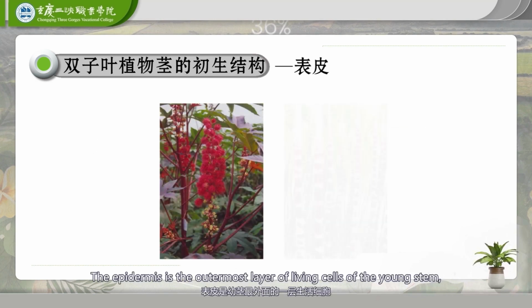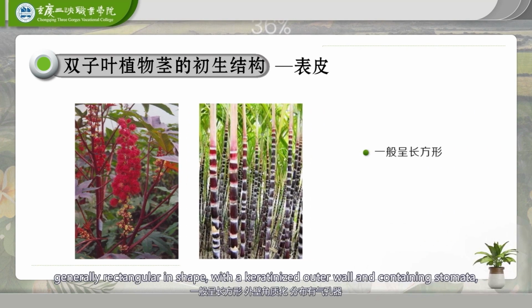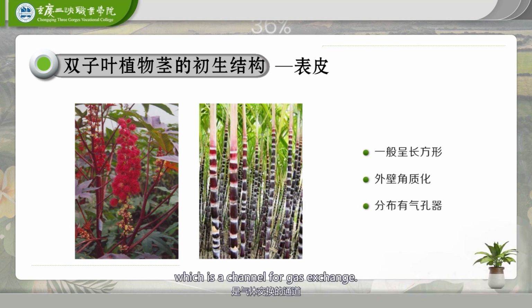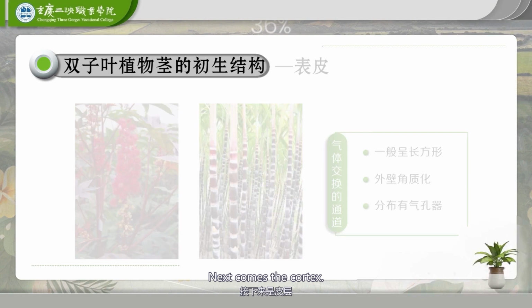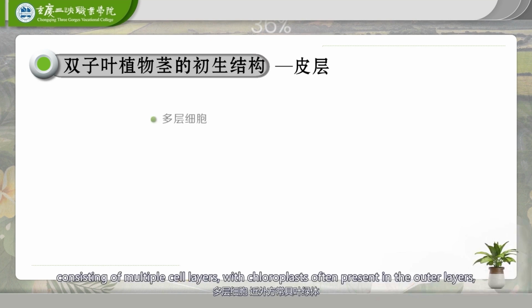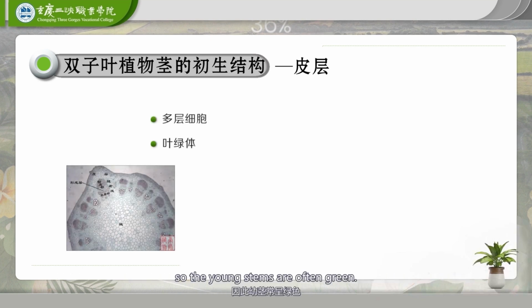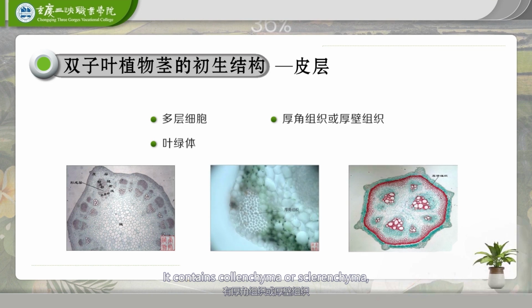The epidermis is the outermost layer of living cells of the young stem, generally rectangular in shape, with a keratinized outer wall and containing stomata, which is a channel for gas exchange. Next comes the cortex. The cortex is located in the inner part of the epidermis, consisting of multiple cell layers, with chloroplasts often present in the outer layers, so the young stems are often green. It contains parenchyma or sclerenchyma, which enhances the supporting effect. There is generally no endodermis.